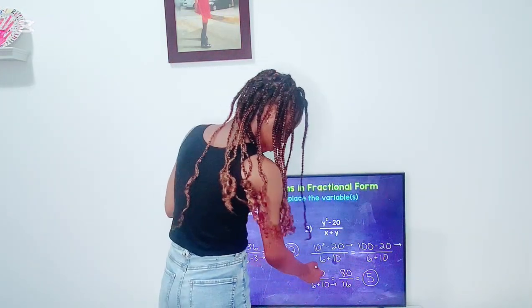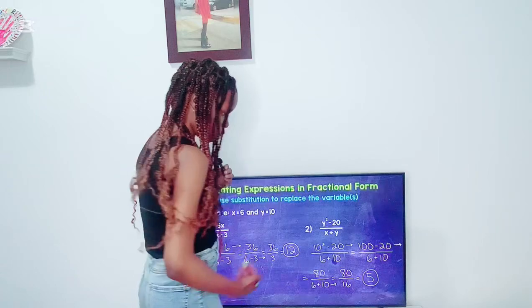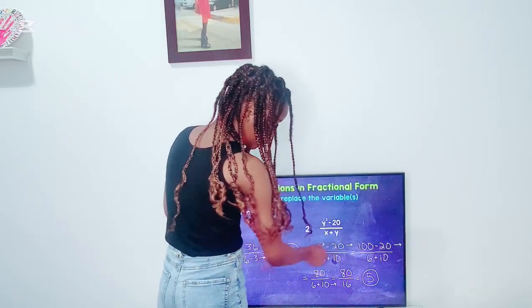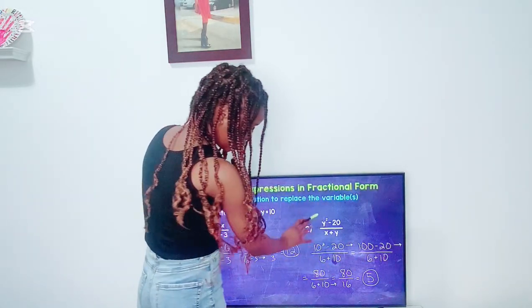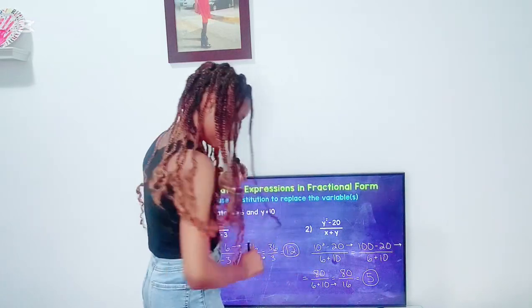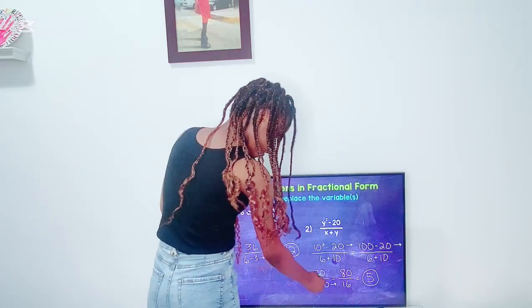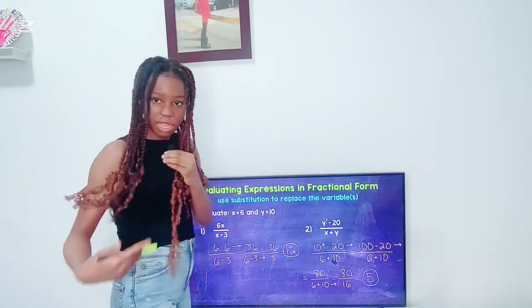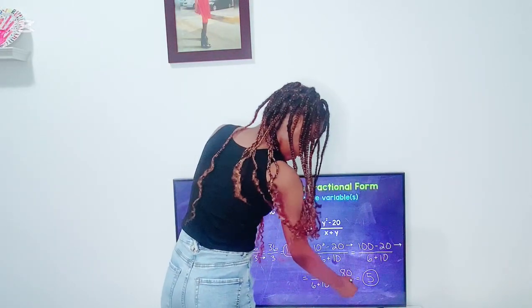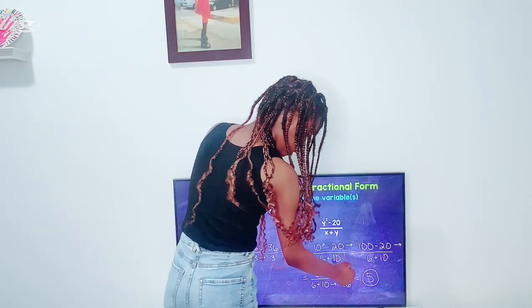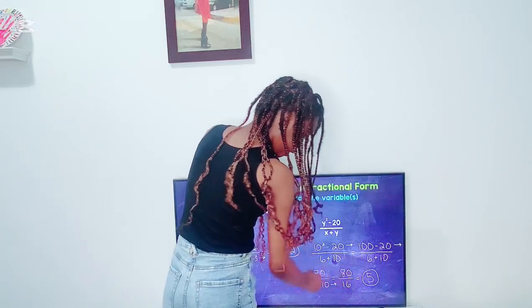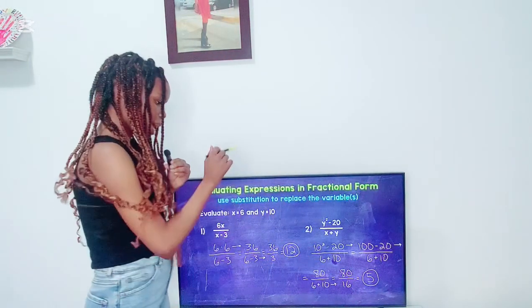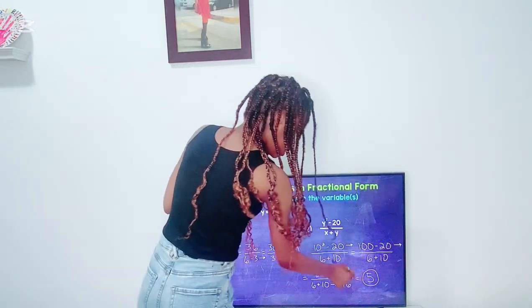Where do I write it? 80 over here. So now we are done with the top. You can say with the numerator. Now let us move on to the denominator. So now we have 6 plus 10. Pretty easy. Addition. It will give us 16. Now we have 80 over 16. That basically means 80 divided by 16.